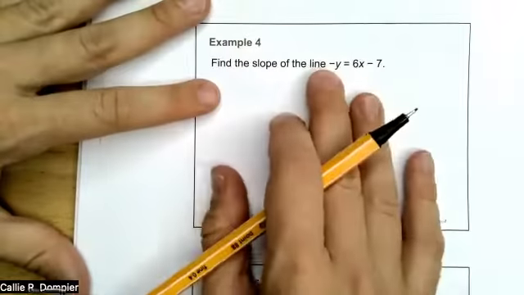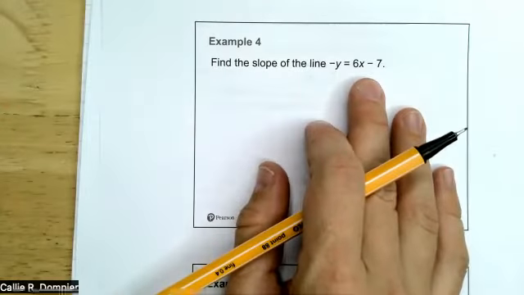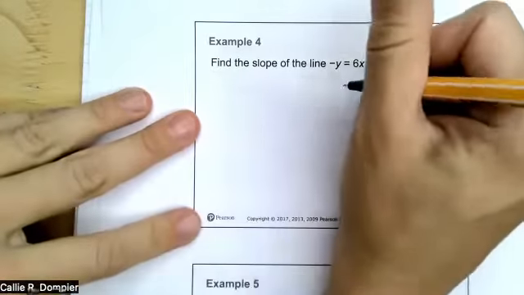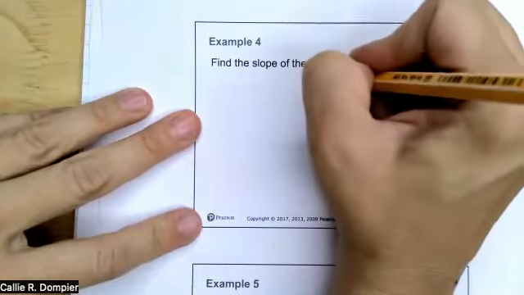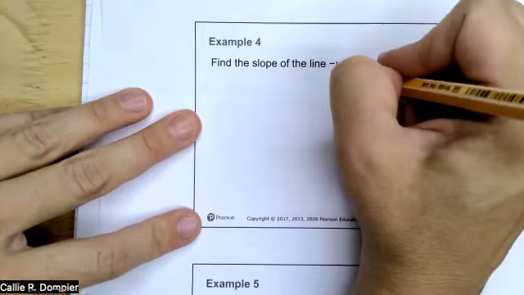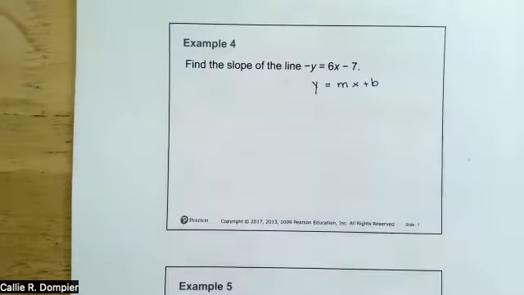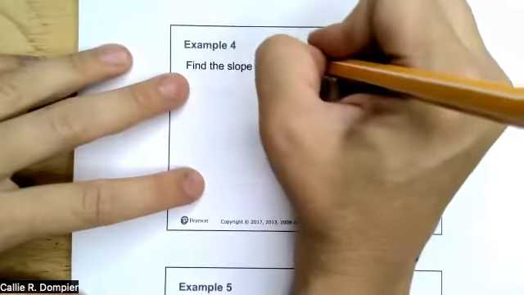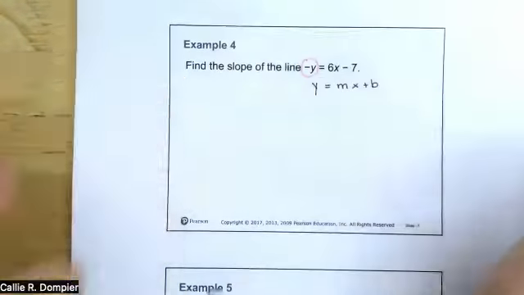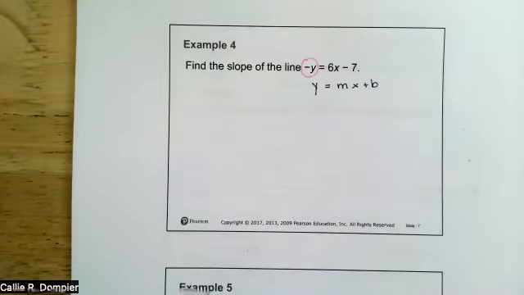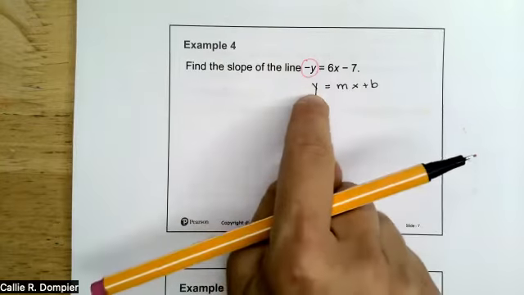Find the slope of the line -y equals 6x minus 7. All you need to do is set it to y equals mx plus b, and it looks like it's in y equals mx plus b form, but it isn't, okay? It isn't because of this negative. This is very important all through this entire course, and if you're going on to college algebra. This is not the same as this, okay?